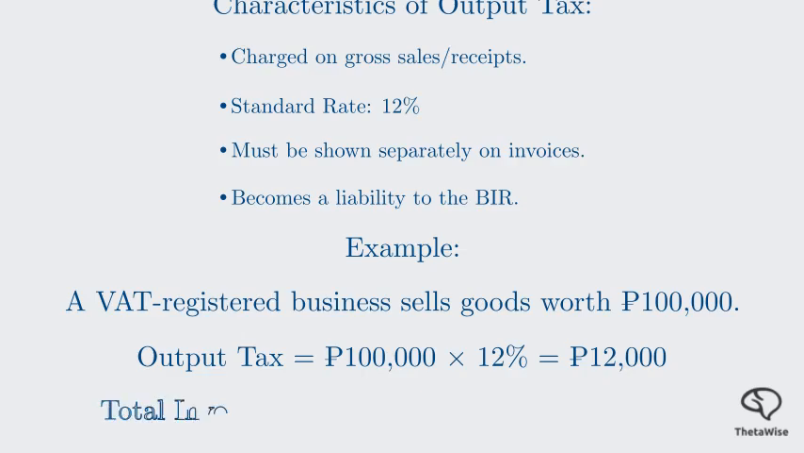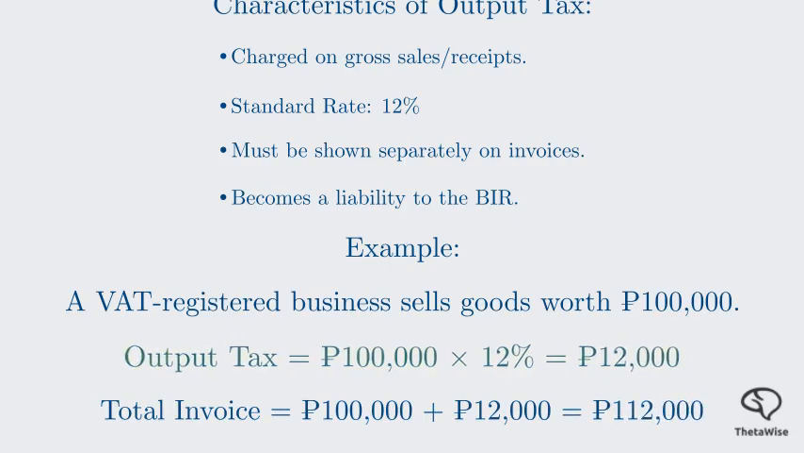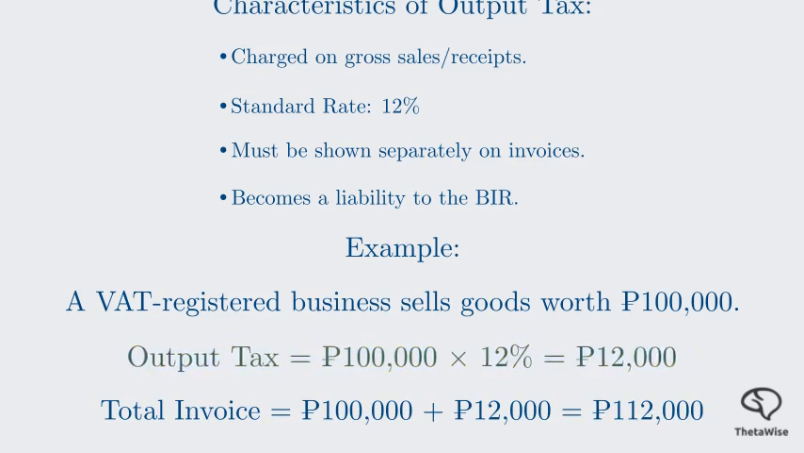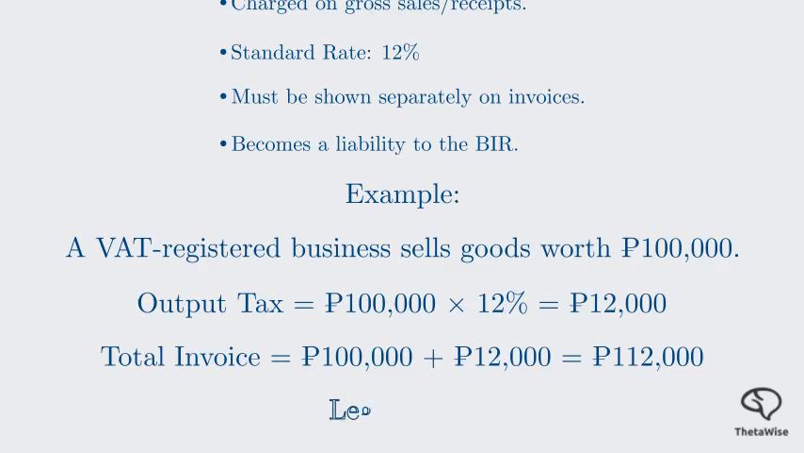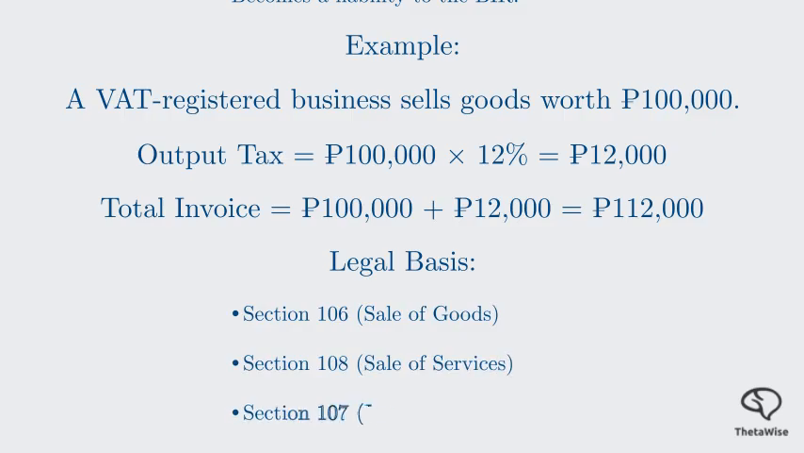The total amount the customer pays is the sales price plus the output tax, which is 112,000 pesos. The 12,000 pesos is the output tax. It's the tax the business collected on behalf of the government. The legal basis for output tax can be found in the NIRC. Section 106 covers the sale of goods, Section 108 covers the sale of services, and Section 107 covers the importation of goods. Now, let's move to the second core concept, input tax.